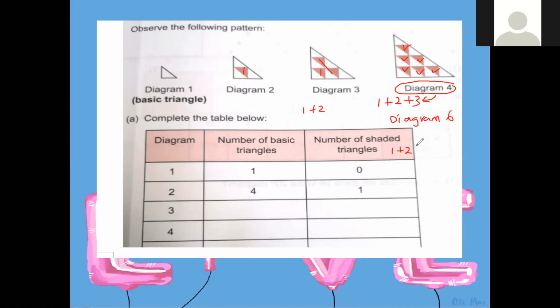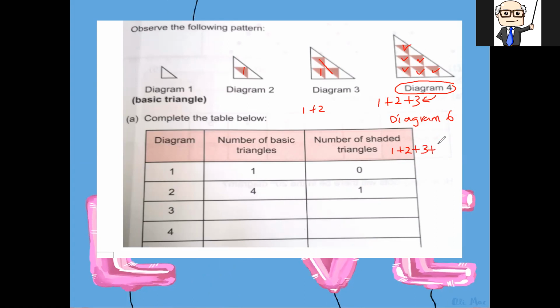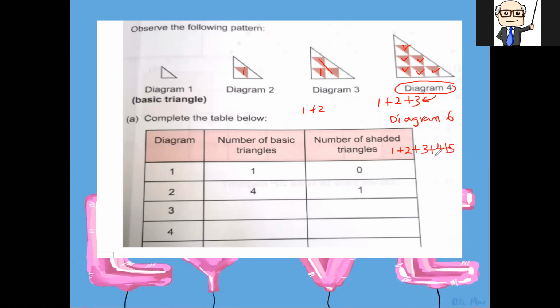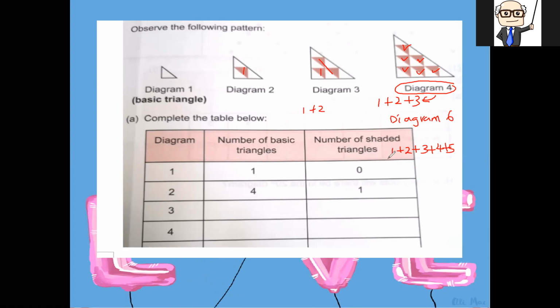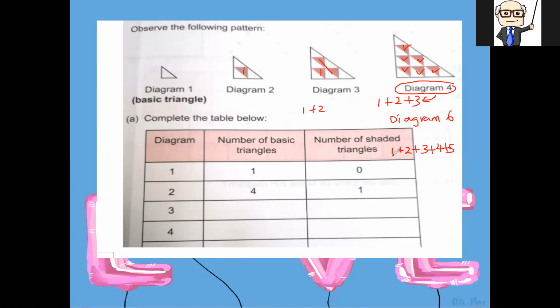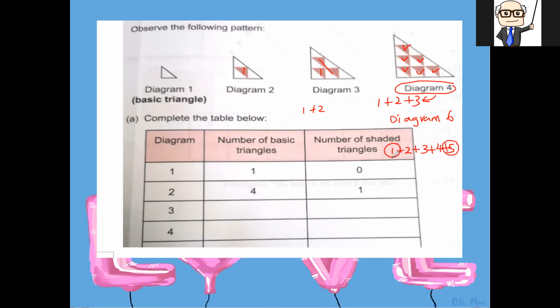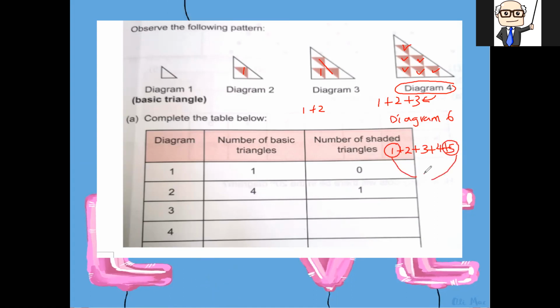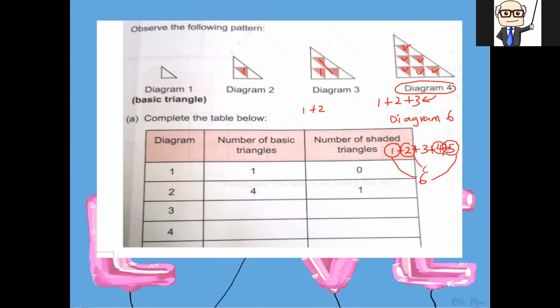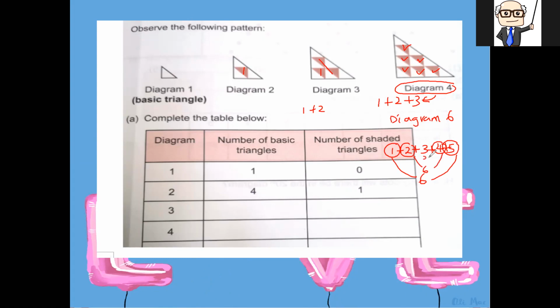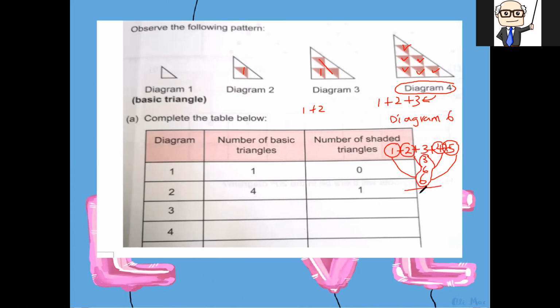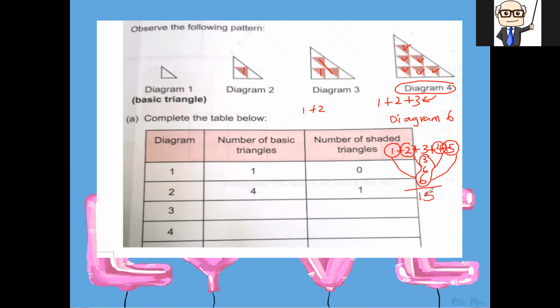Yes, we add until 5. So 1 plus 2 plus 3 plus 4 plus 5. And then there is also a trick for adding numbers that is all the way to 100. So the trick is we can add the first one and the last one first. 1 and 5 makes 6. 2 and 4 will also make 6. And then plus the last one, which is a 3. So 6 plus 6 plus 3, you will get 15.